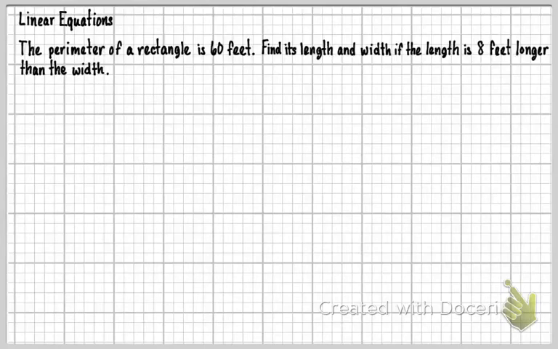The perimeter of a rectangle is 60 feet. Find its length and width if the length is 8 feet longer than the width. So the first thing to do with a problem like this is draw the picture.